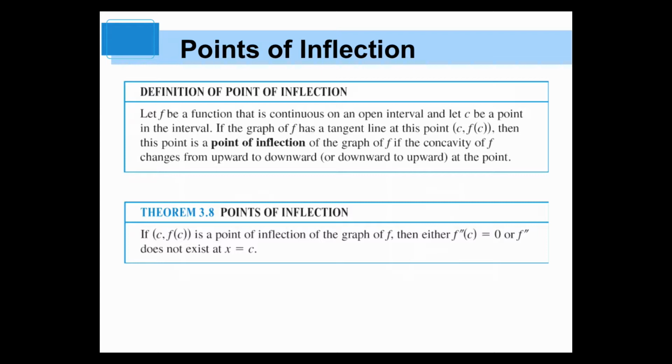Okay. This bottom thing, theorem 3.8, is the same thing we talked about with maxes and mins. That's the golden retriever thing. All points of inflection have to be critical numbers, but not all critical numbers in the second derivative have to be points of inflection.